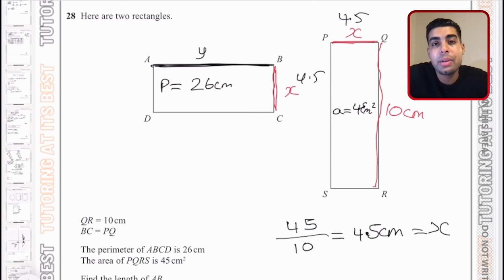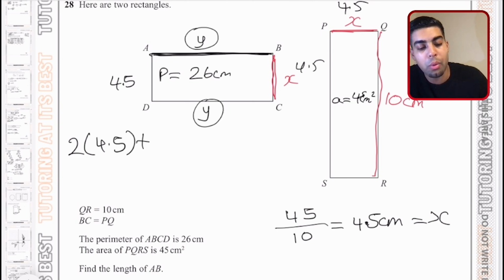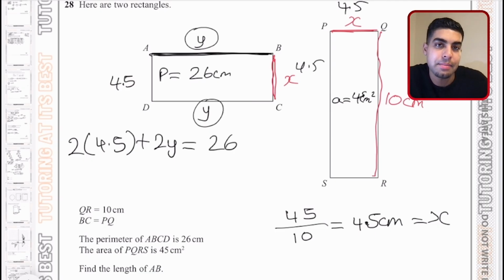The next thing I'm going to do is simply put this into an equation in order to work out the length AB. We know the property of a rectangle is that the opposite sides are the same. So if BC is 4.5, then AD is also 4.5. So let's go ahead and write this out: 2 multiplied by 4.5 plus 2y, because we've got a y at the top and a y at the bottom, and we know this equals 26.